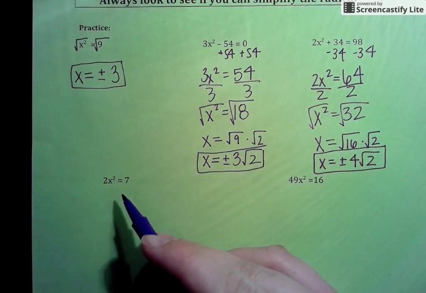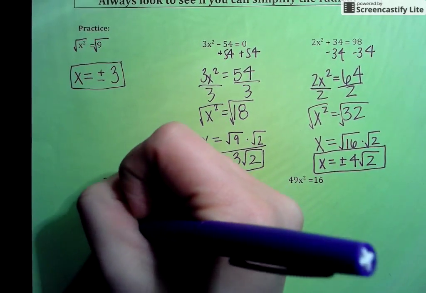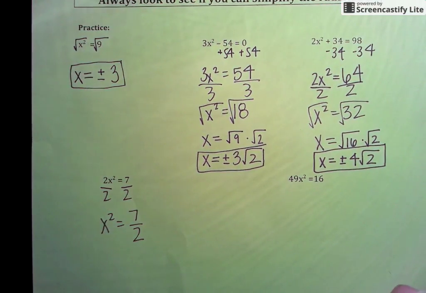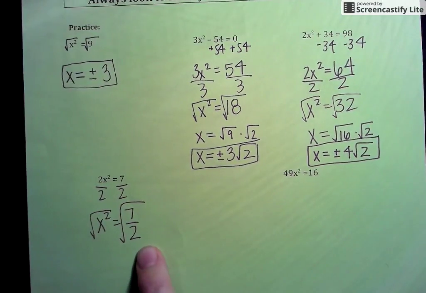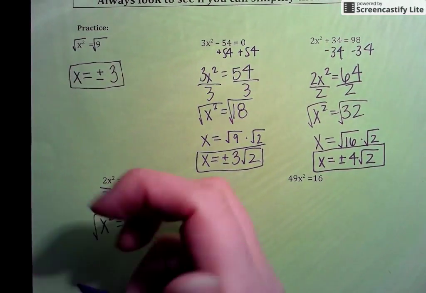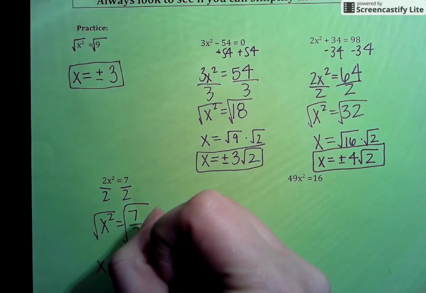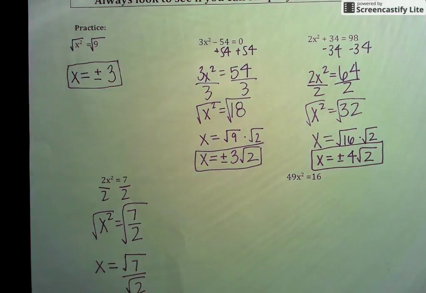Now, to get x squared by itself, I'm going to divide by 2 on both sides, and I get x squared equals 7 over 2. If I take the square root of both sides, I notice that this is a fraction. So I really have x equals the square root of 7 over the square root of 2.